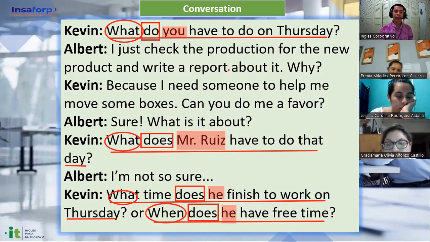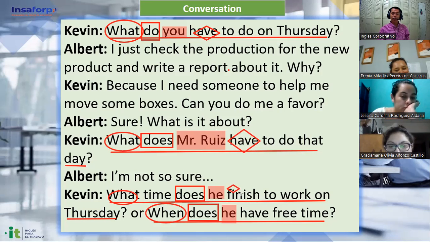Okay, give me a second. Good. We miss one, right? Todavía falta una. Vamos a encerrarla aquí en un rombo para que se entienda. We have, más o menos ahí. Sorry. Estamos inventando aquí. Have, finish, and have, right? Okay? So, we have four elements.